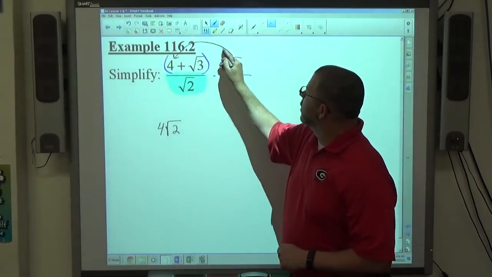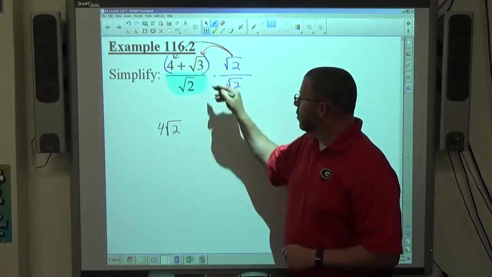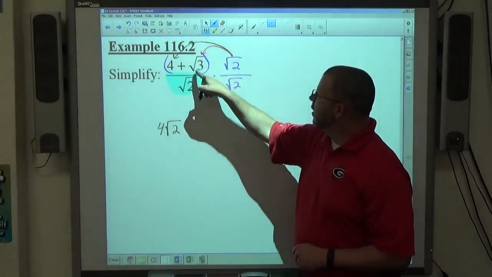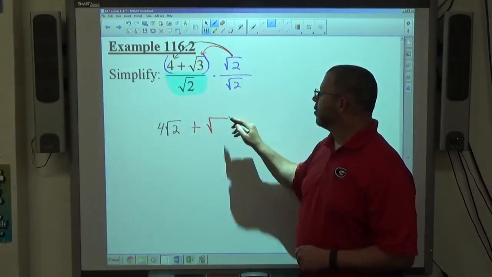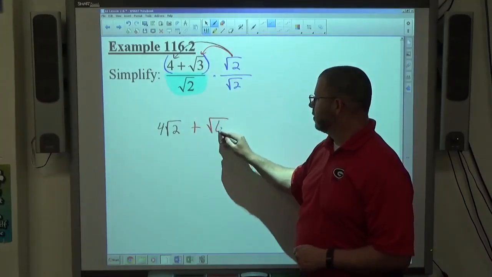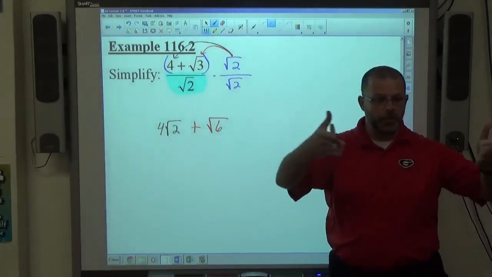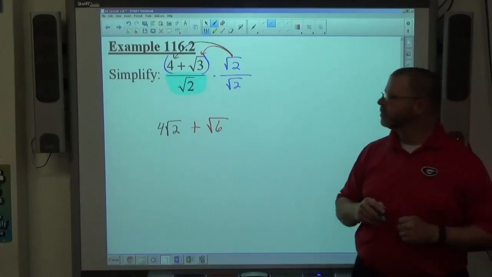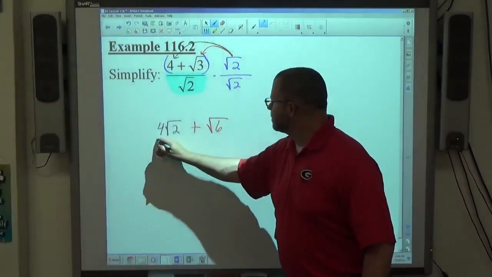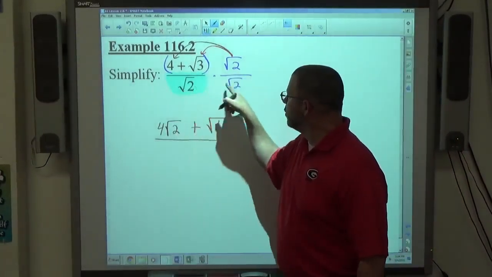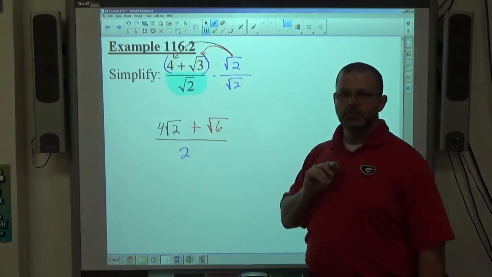When I multiply the square root of 2 times the square root of 3, they're both positive, so I get a positive. These are both underneath the radicals, so I'm allowed to multiply underneath. 3 times 2 is 6. They both are within the radicals, so they're allowed to interact with each other. On the bottom, square root of 2 times the square root of 2 makes 2.